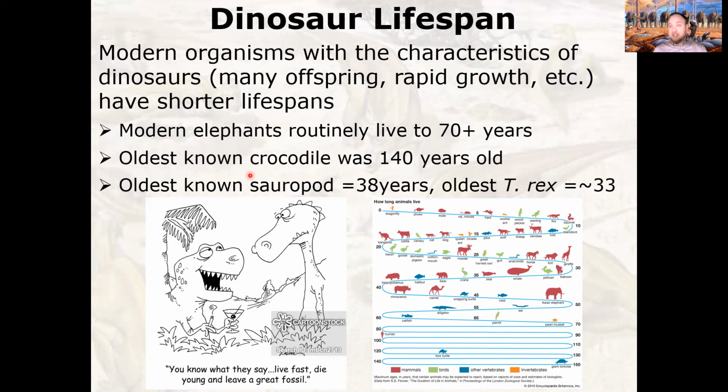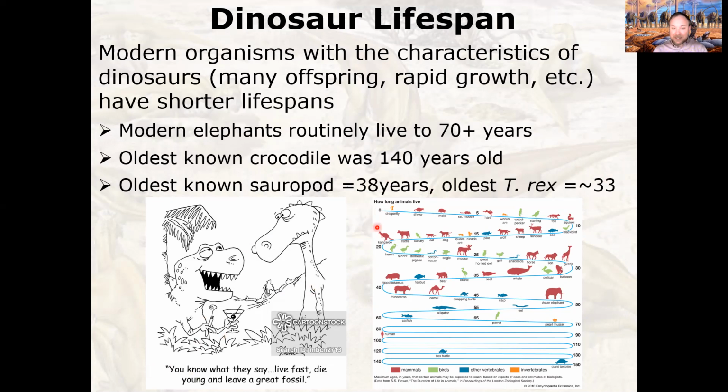But from the entire fossil record, the oldest known sauropod is only 38 years old. The oldest known T-Rex is only 33 years old-ish. Now, we probably don't have the fossil specimen of the oldest T-Rex that ever existed, just like we've probably never seen the actual oldest elephant that ever existed either. But of all the samples that we have, these are the oldest. And so dinosaurs probably didn't live 40, 50, 60 years. They had this live fast, die young, leave a beautiful corpse philosophy.